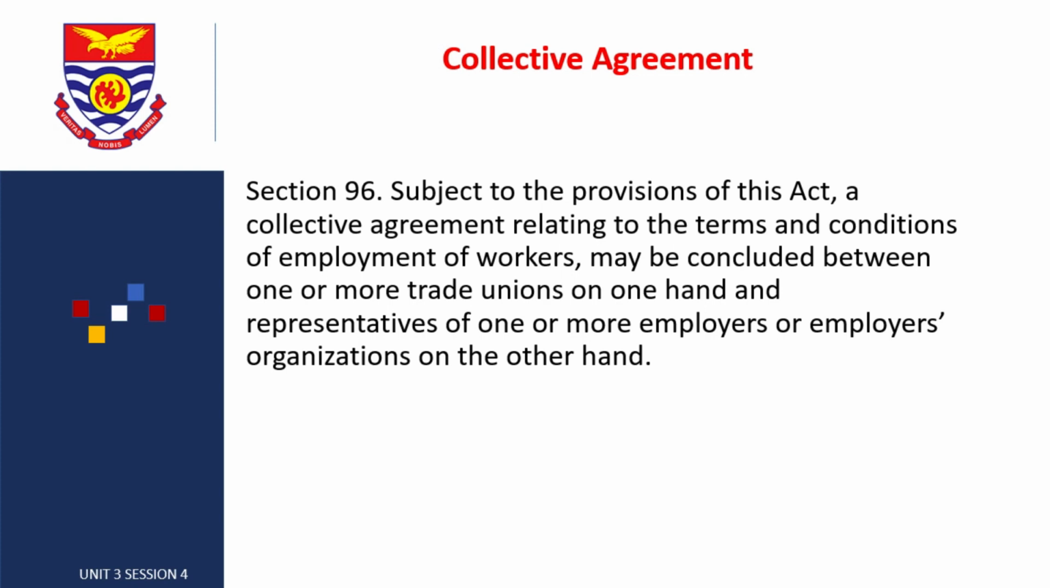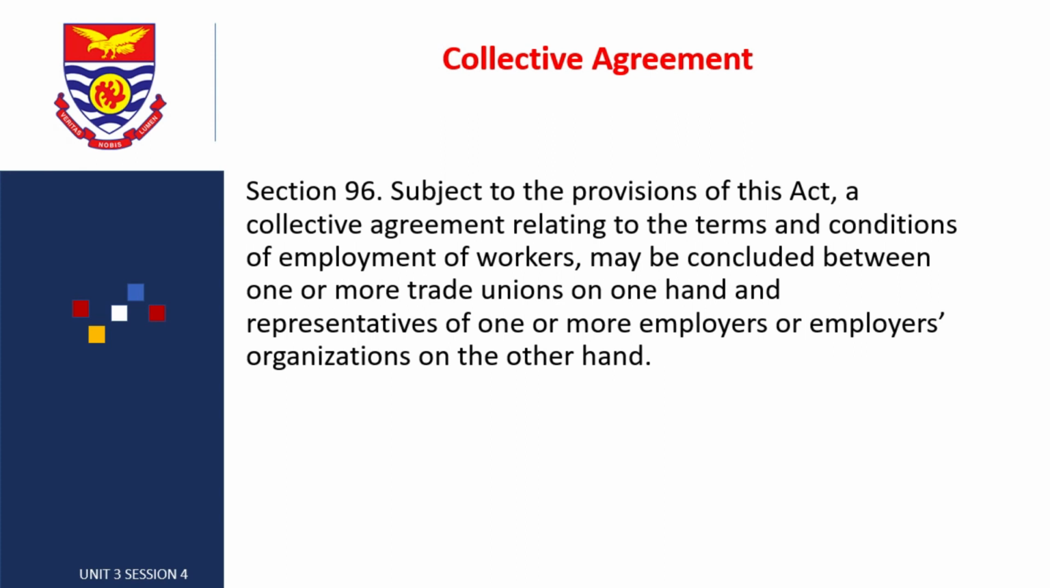Now, collective agreement. Collective bargaining has been expatiated on over the course of our previous lecture. If you look at Section 96 of the Labor Act, subject to the provisions of this Act, a collective agreement relates to the terms and conditions of employment of workers and may be concluded between one or more trade unions on one hand and representatives of one or more employers or employers' organizations on the other hand.